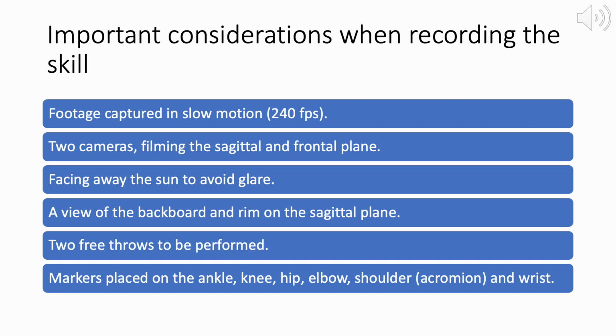The subject will perform 2 free throws as this is representative of an actual game and shooting variability can be observed. The markers will be placed on the ankle, knee, hip, elbow, shoulder, and wrist to measure the flexion and extension throughout the movement. These markers represent all the joints that are involved when performing a free throw, which will allow all aspects of the movement to be observed so that an informed decision can be made on what to observe.